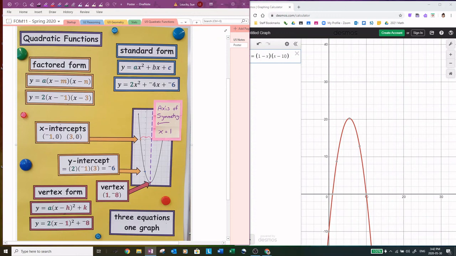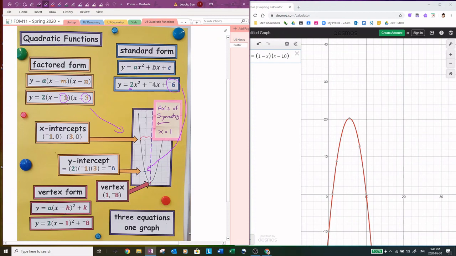So just to quickly go over this, when we look at the standard form, the a value here tells us that it's going to open up, and the c tells us where the y-intercept is, which is -6 right there. Okay, the factored form, and here's an example, gives us our x-intercepts of -1 and 3 right here. So those are right there. One of them is covered up.